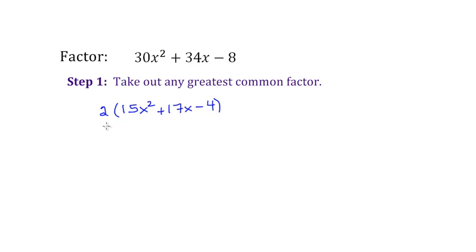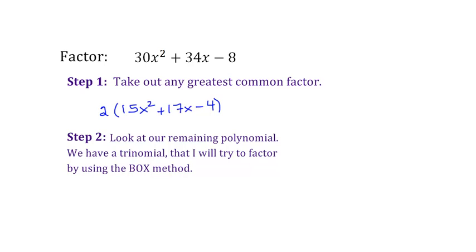After taking out the greatest common factor of 2, we have 15x squared plus 17x minus 4. And that brings us to our next step. Our next step is to look at our remaining polynomial, the polynomial left after taking out the greatest common factor. In this case, we have a trinomial. And I like to factor my trinomials by using the box method, as is discussed in our video lectures for the course. So let's recall the box method for factoring the trinomial 15x squared plus 17x minus 4.